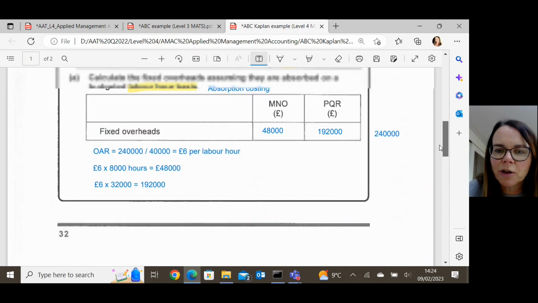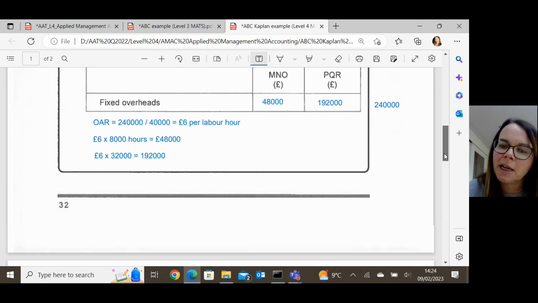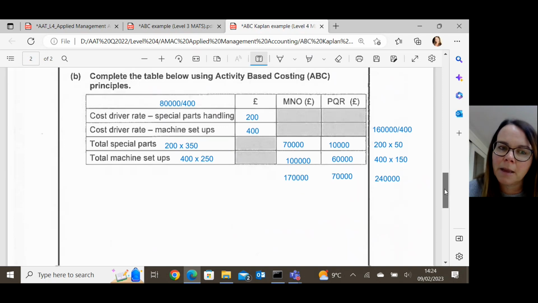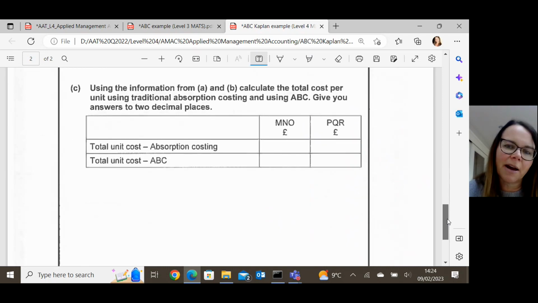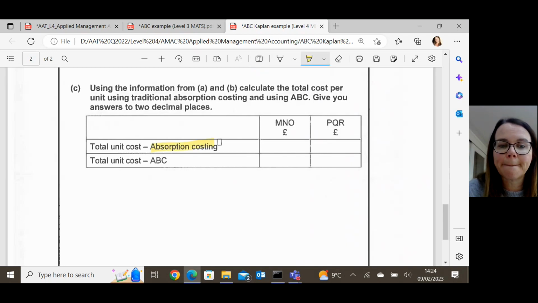So we can see with the absorption costing, the 240 was split 48, 192. And now with activity-based costing, total different split, 170 plus 70. So you can probably start to think about the difference this is going to cause when we do part C, which says, using the information from A and B, calculate the total cost per unit using traditional absorption costing as compares to the new activity-based costing.